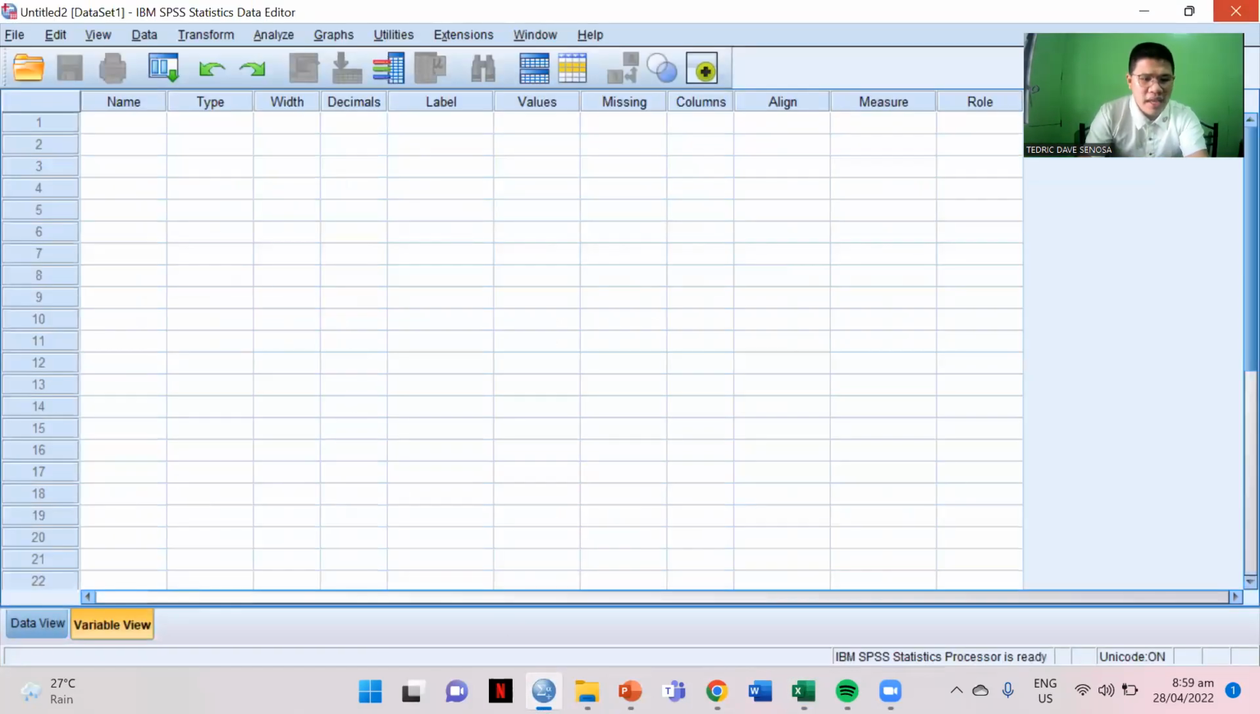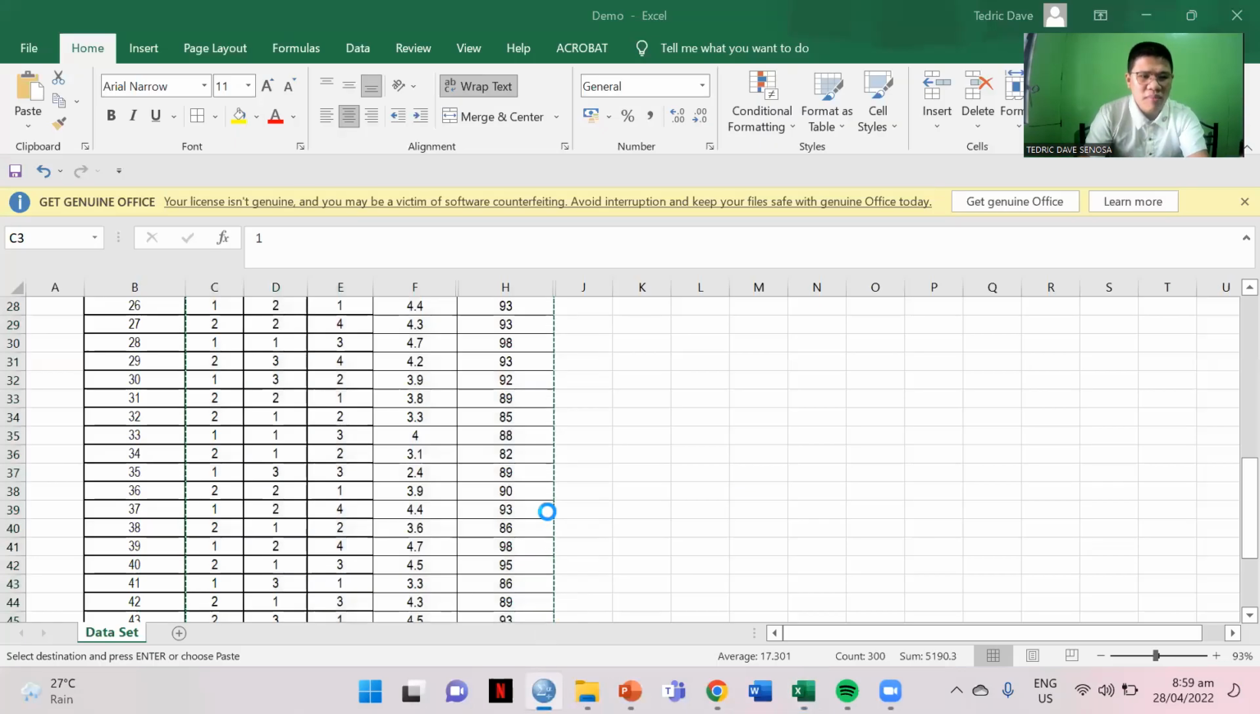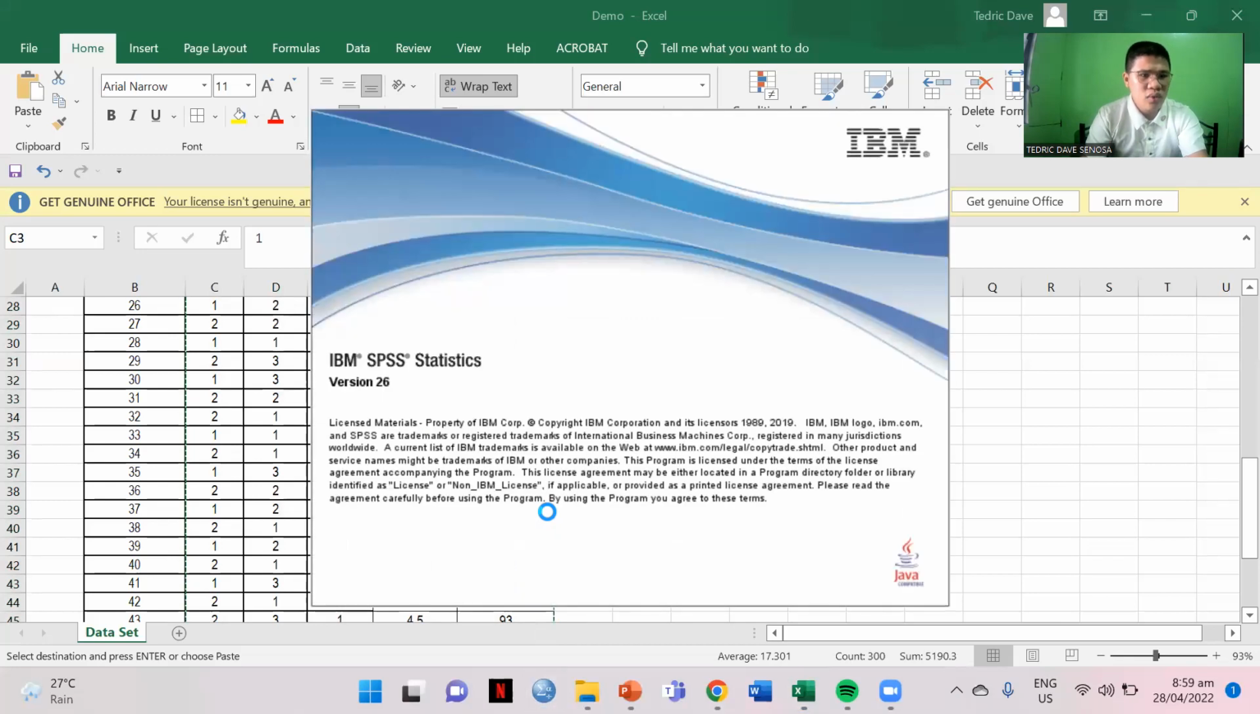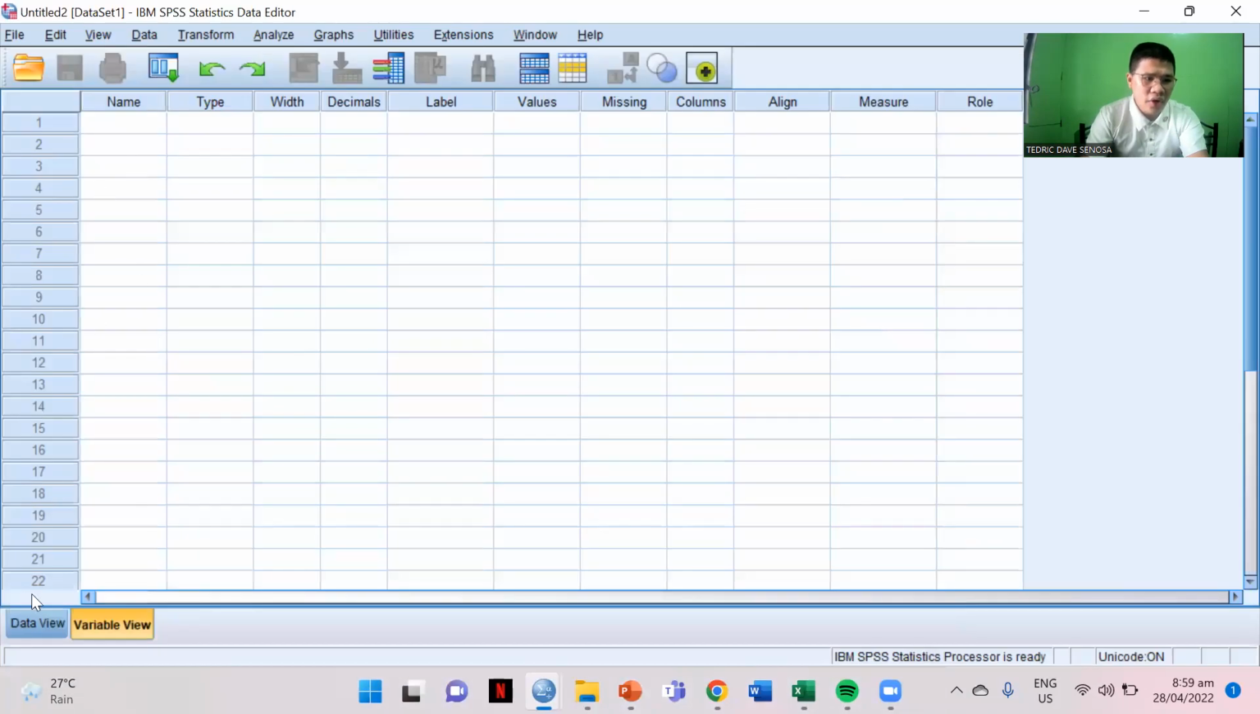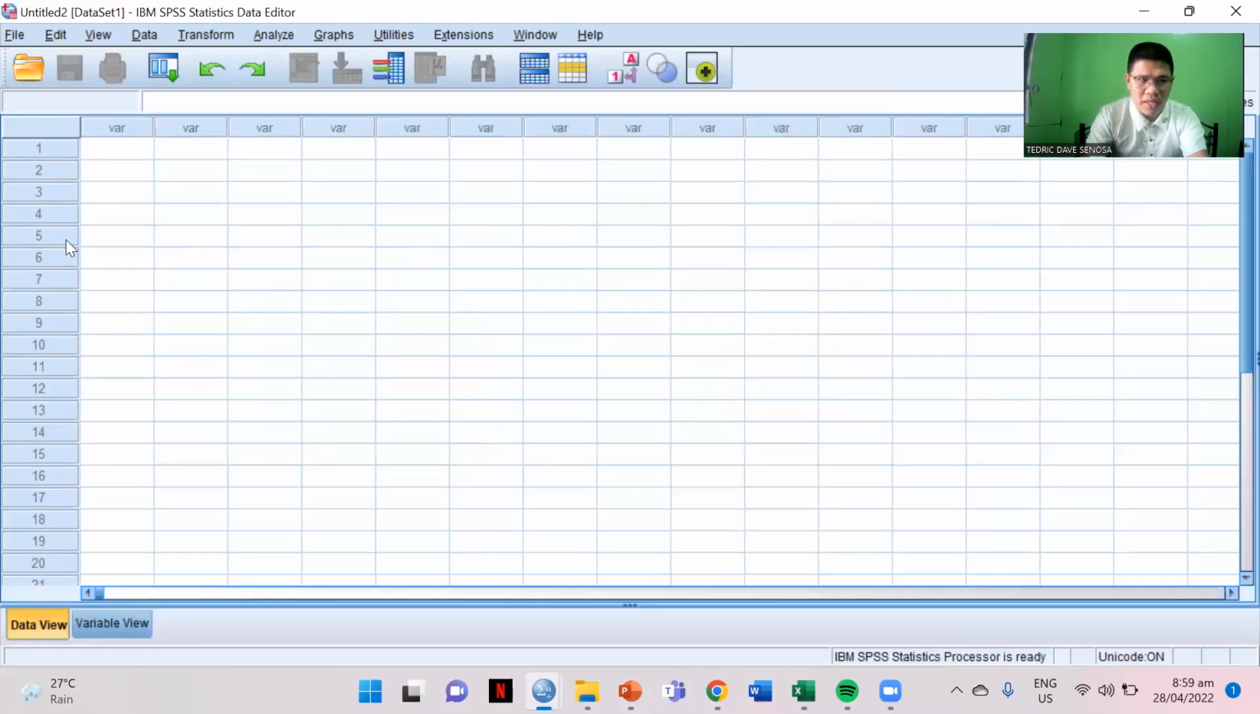So how to open the SPSS? I have actually opened it already, but it depends on which version you open. So this would be like this. Sorry for that. You click the new data set, and then of course, you click the data view, and then you copy and paste it.